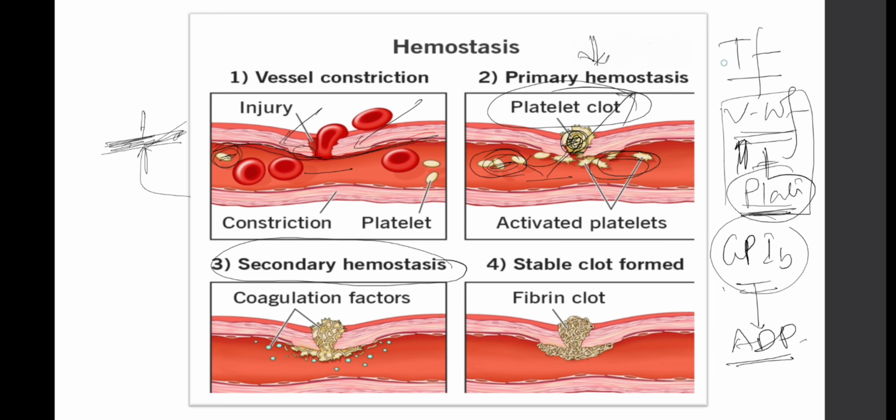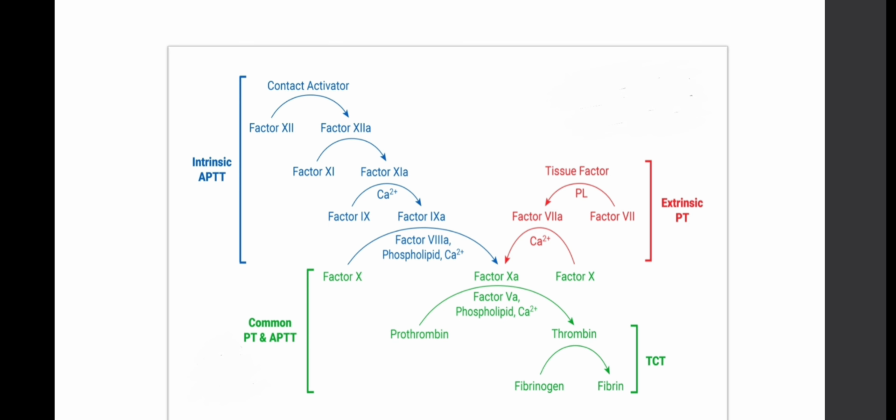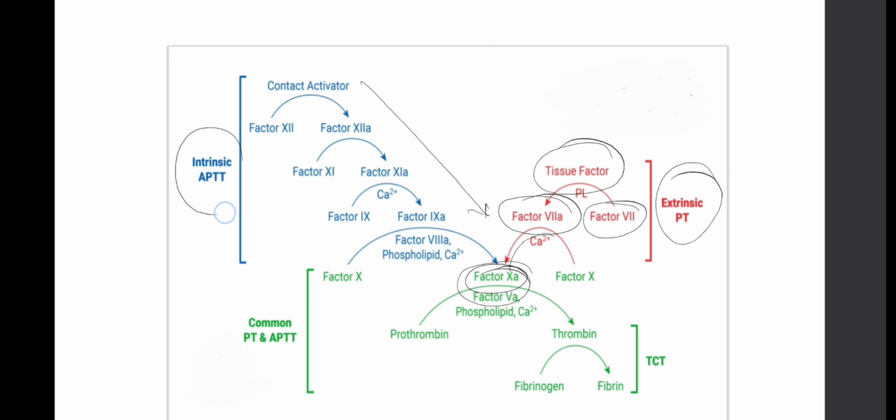It is done by the tissue factor. After activation, the tissue factor activates the clotting factors. What are the clotting factors? After the tissue factor is activated, it activates factor 7, which activates factor 10, and factor 10 is also activated by the other pathway. So this is the extrinsic pathway, and this is the intrinsic pathway.